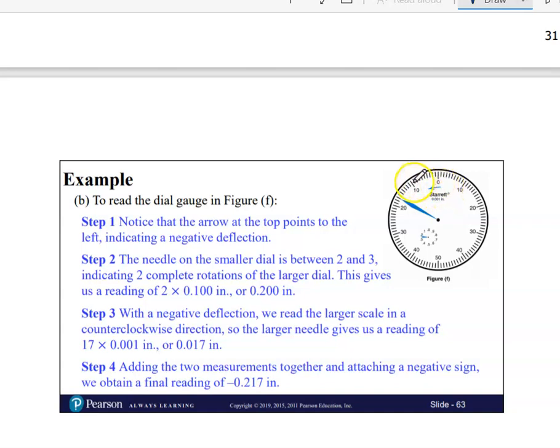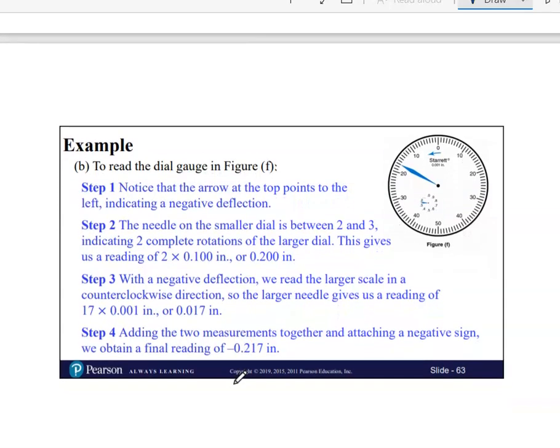So remember, we've got 10, and then this one looks like it's really close to 17. And then on our smaller dial, we were between 2 and 3, so we would go with the 2 times 0.1, then 17 times 0.001, and we add those two numbers together, and then we add our negative at the very end.